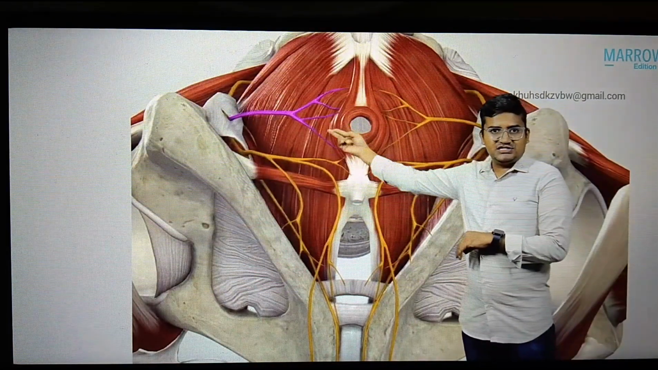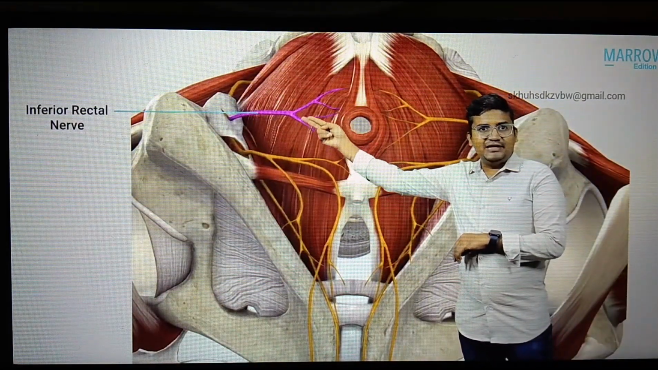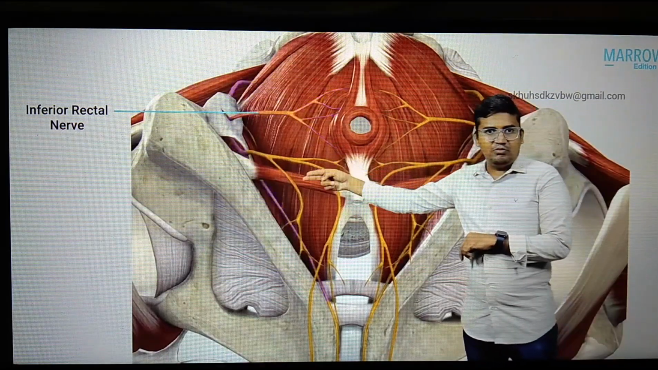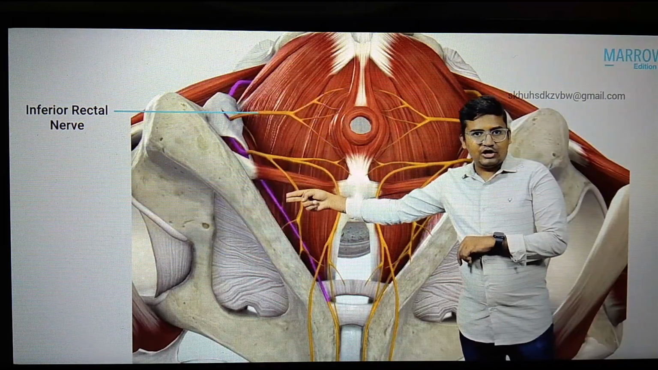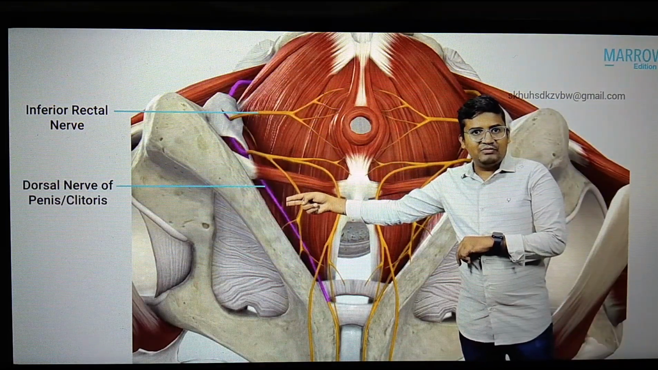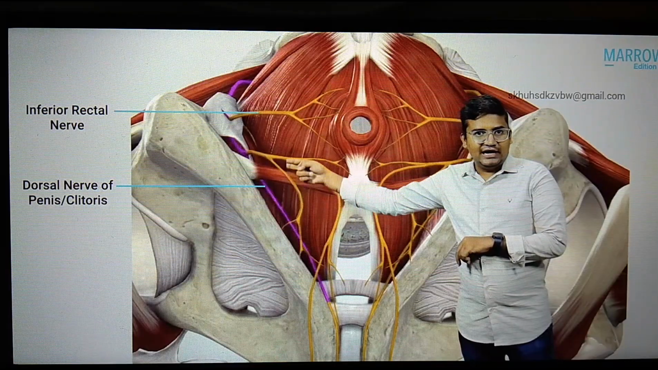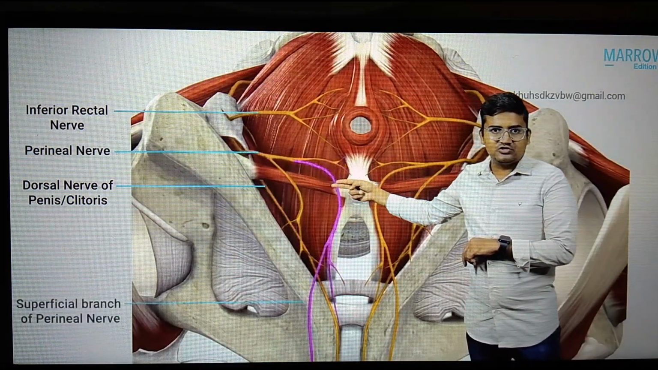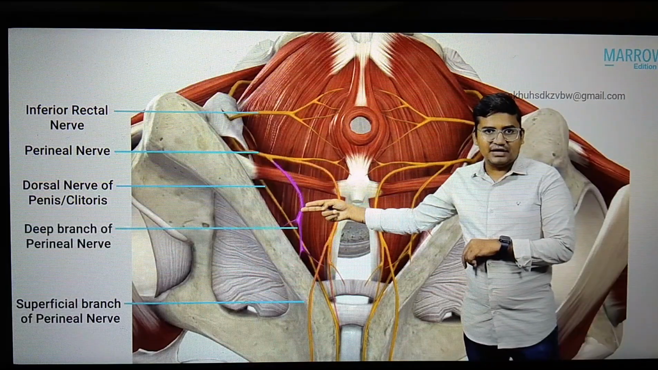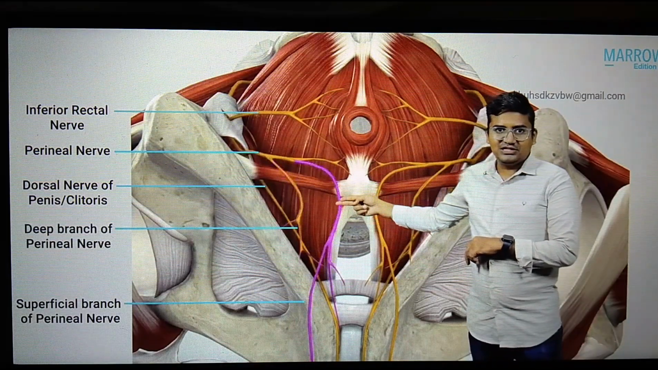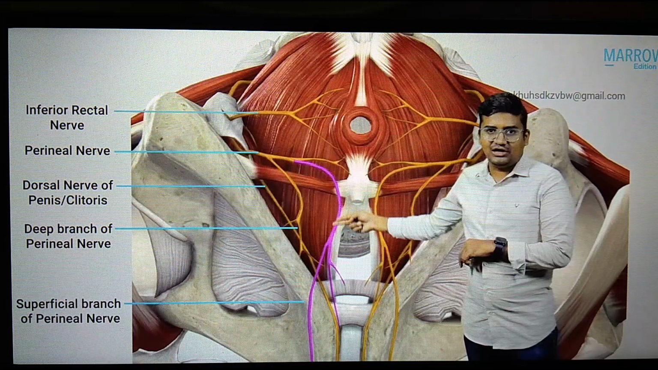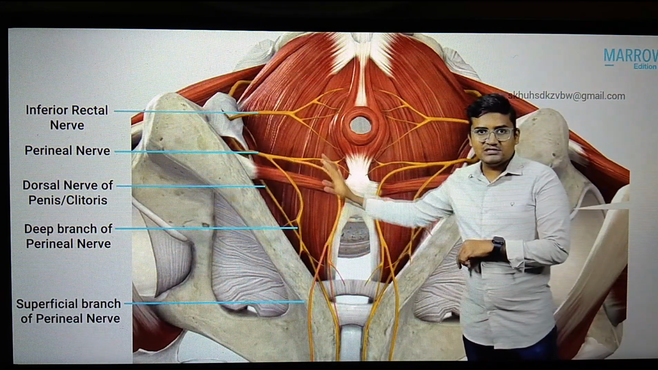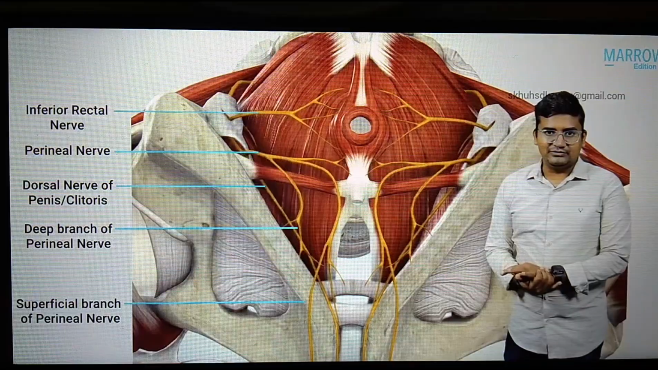Now we're going to see the branches. Now this is our inferior rectal nerve, branch of pudendal nerve. Now we're going to see some more branches. Now this is our dorsal nerve of penis, in female dorsal nerve of clitoris, and this is our perineal nerve. Now perineal nerve divided into this branch, superficial branch, and that is a deep branch. Now the superficial branch is also called as posterior scrotal nerve, in female posterior labial nerve. These are the various branches of our pudendal nerve.